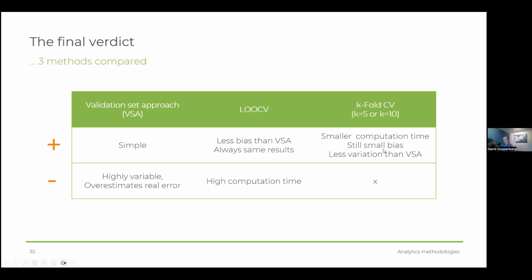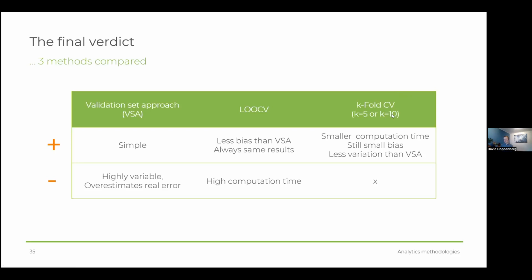It has very small bias, although you still have different possibilities to pick your test sets, but it doesn't show the high variation of the validation set approach. That's actually why, when you look up other people's machine learning projects, they will typically use k-fold cross validation. Then, of course, we use 5 or 10 in most cases.